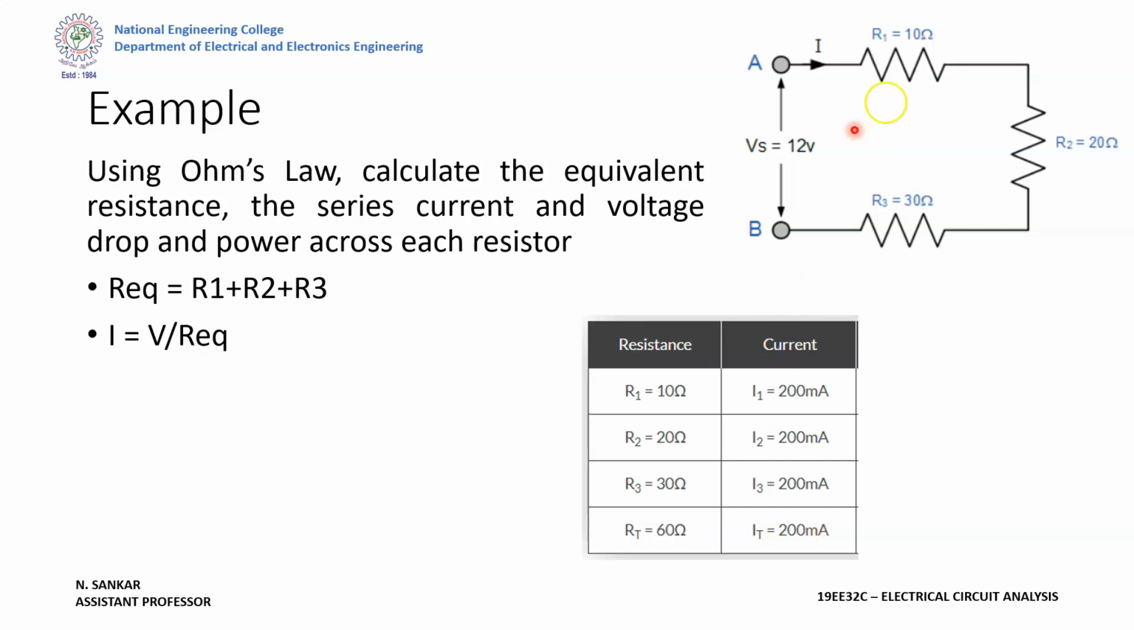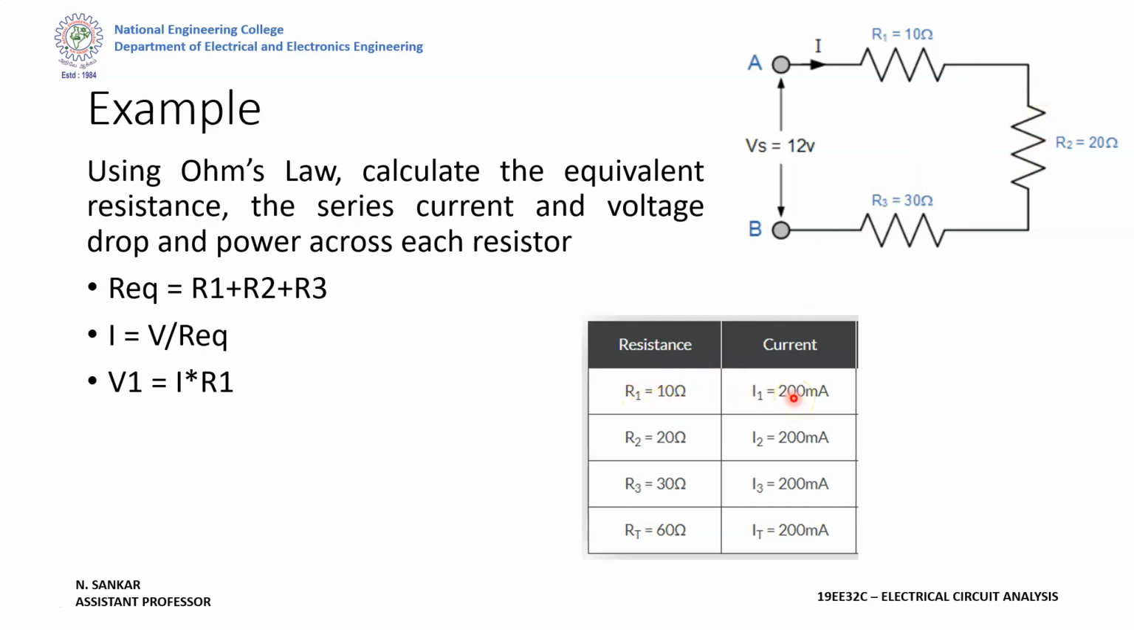Since all resistors are connected in series, the current through all resistors will be the same. That's why they have mentioned I1 is equal to 200 milliampere, I2, I3, and I total, everything is 200 milliampere. Next, we have to measure the voltage across each resistor, V1, V2, V3. V1 is nothing but I, that is the total current, into R1. For V2, I into R2, and V3, I into R3. We know the value of R1, that is 10.